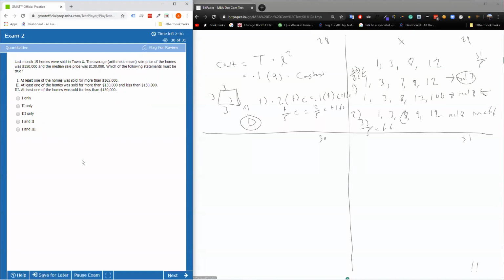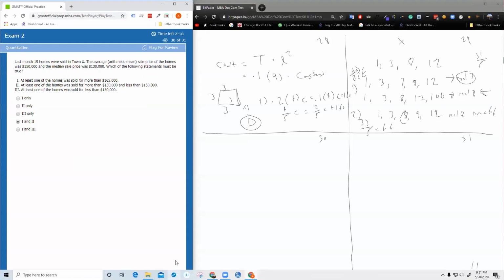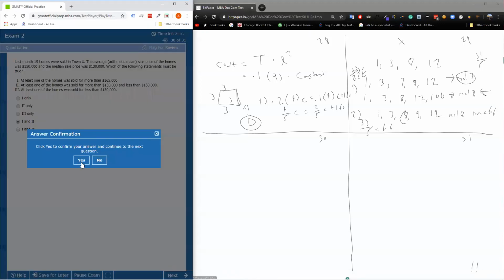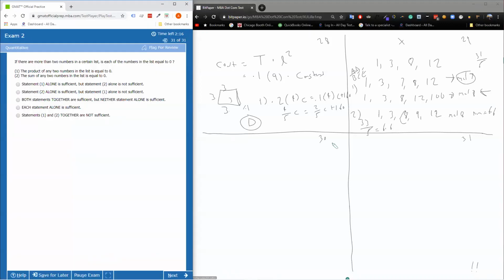Last month, 15 homes were sold in Town X. The average sale price of the homes was $150,000, and the median was, for which of the statements must be true. I'm going to skip this. 3 and 1 looks like a big time sucker. Hopefully finish strong on the last question. If there are more than 2 numbers in a certain list, is each of the numbers in the list equal to 0?